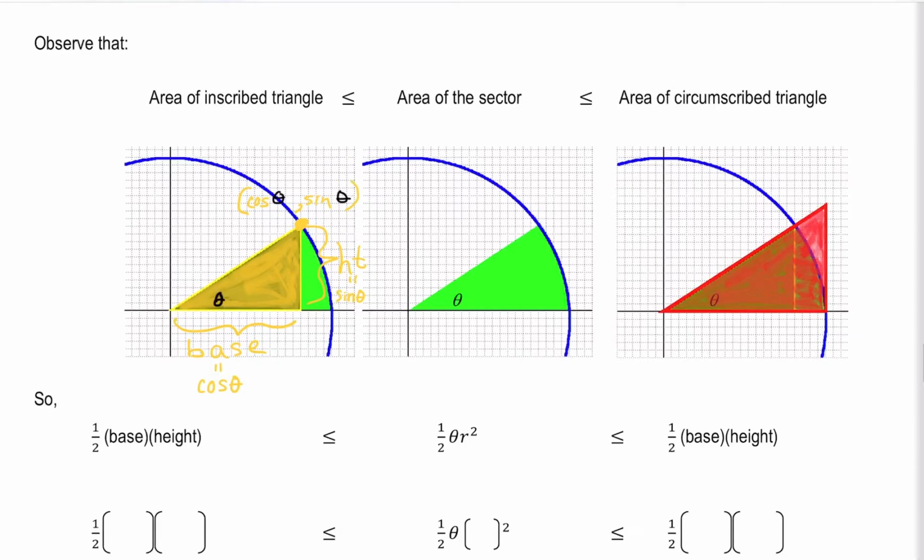Which again, this makes sense. What is this really? This is going back to your right triangle trig, right? Since we have a radius of 1 here, cosine is simply your adjacent, which is the base side over the hypotenuse. And then your sine of theta is your opposite side, which in this case is the height of the triangle over the hypotenuse.